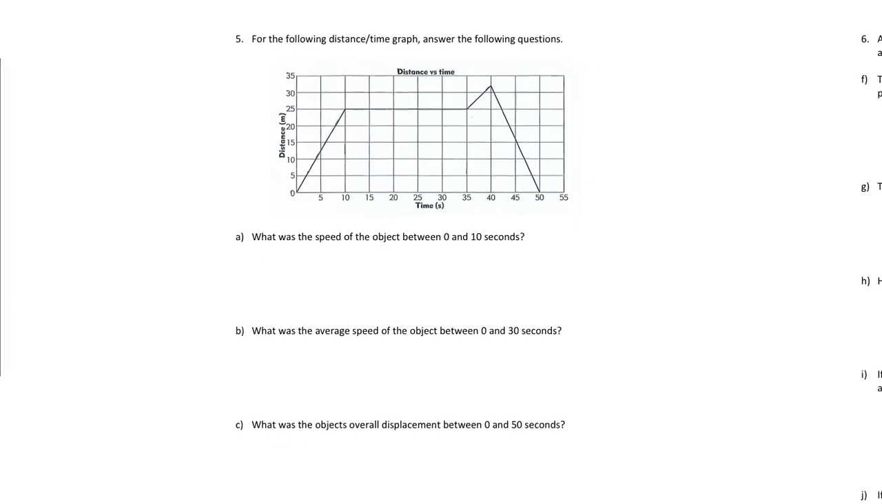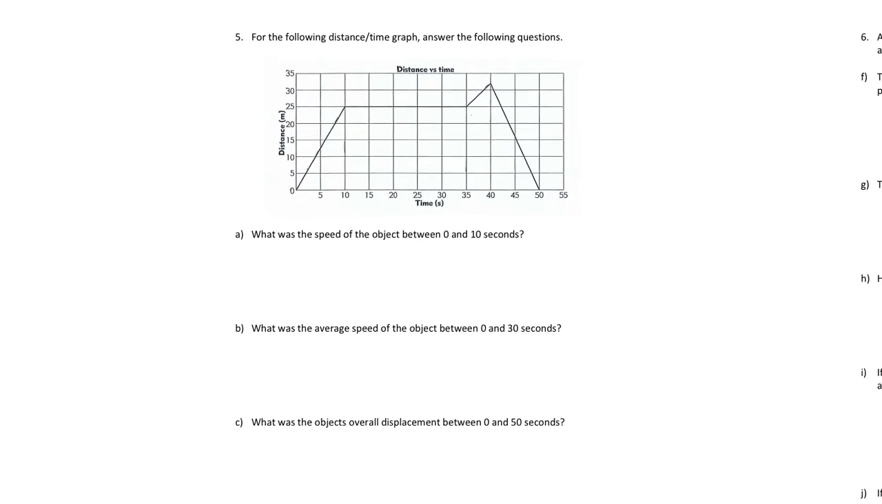Okay, so distance time graph. Remember, you've always got to identify what type of graph it is. What's the distance time graph? So what's the speed of the object between 0 and 10 seconds? We are looking for the gradient at this point here. So speed is distance over time. How far did it go? It went 25 meters in 10 seconds, which is 2.5 meters per second.